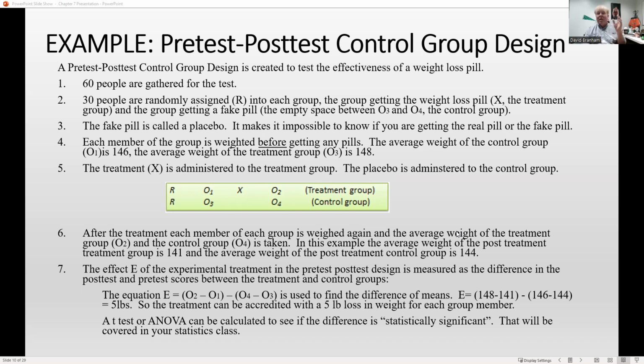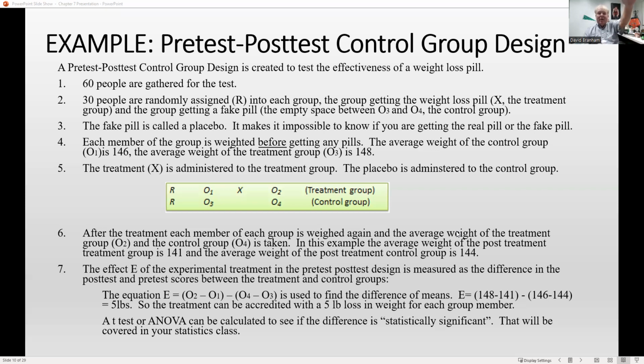A placebo is just something that looks like the treatment so that you won't have a treatment effect where one group gets a treatment effect just from getting the pill and the other group doesn't. If everybody gets a pill, they don't know whether they're actually getting the real pill or not. The treatment is then administered to the treatment group. The placebo is given to the control group. And then after the treatment, each group member is weighed again.